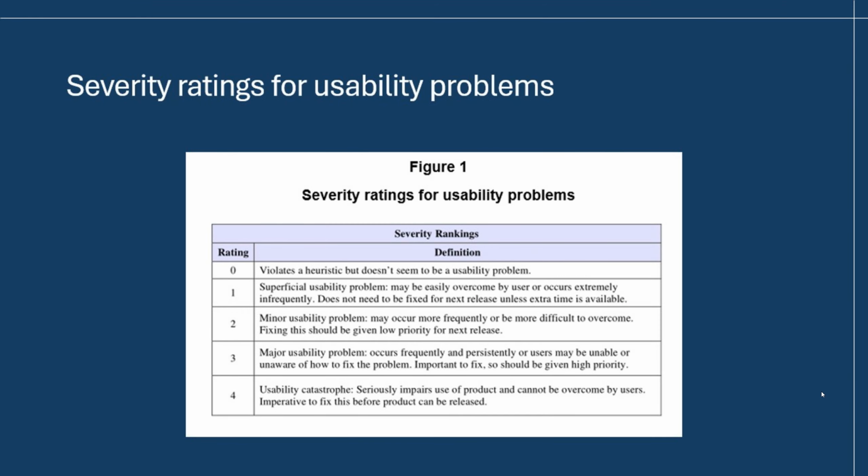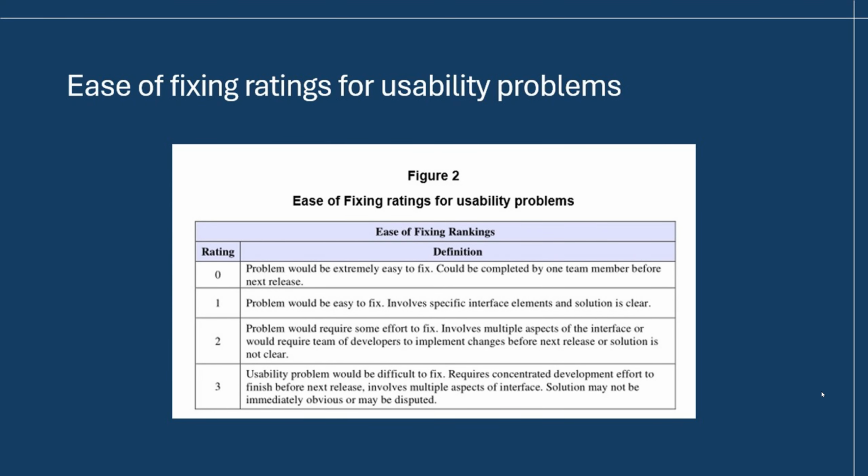To further understand the impact of each of the 4 affected heuristics, we estimated both its severity ratings for usability problems, illustrated in Figure 1, and the ease of fixing ratings for usability problems, illustrated in Figure 2.